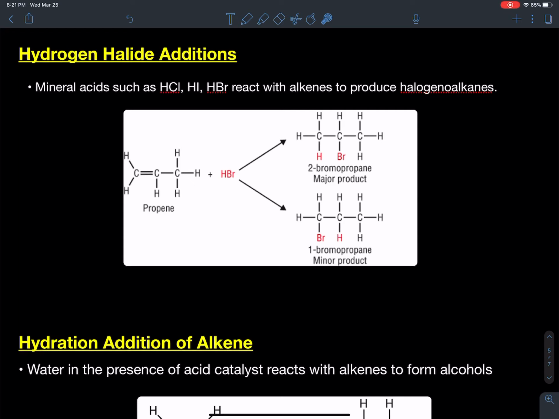Okay, and the reason why that happens is because that carbon that has the most carbons attached to it would make the most stable positive charge after the hydrogen's added. That you would learn in university if you want to take organic chemistry.